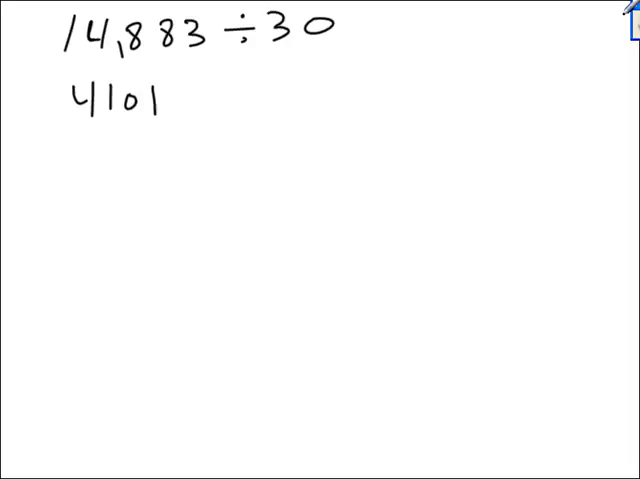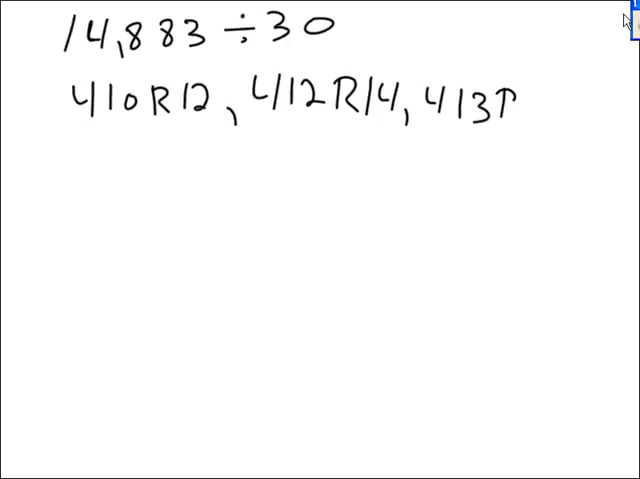The next problem is a long division problem with three choices. What is 14,883 divided by 30? The first choice is 410 remainder 12, 412 remainder 14, 413 remainder 15, and the last choice is 496 remainder 3.